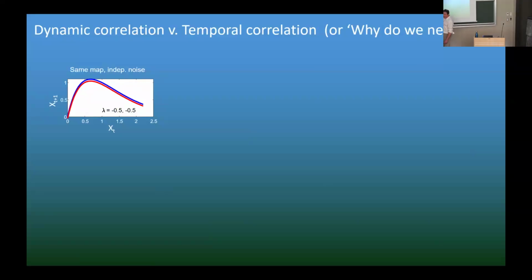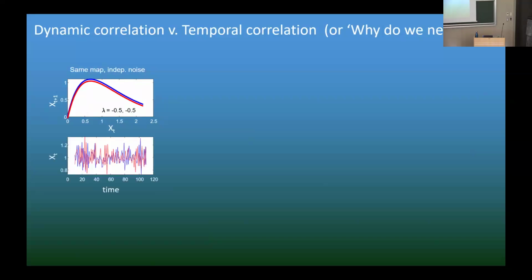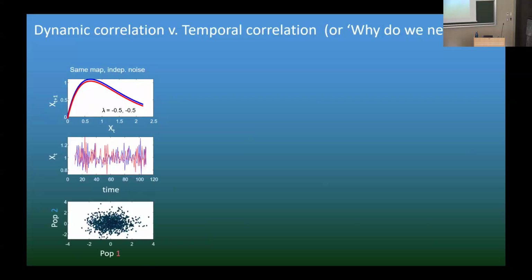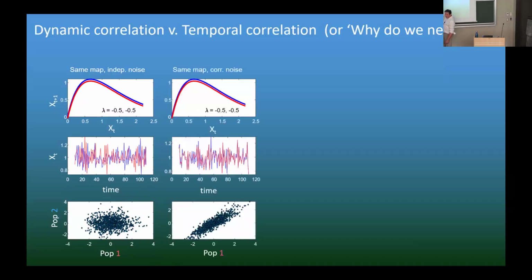Let's say we have the same map, two locations that have exactly the same model, right? And we force them with independent noise. The time series that we generate look like this. And then we plot the abundance of population 1 against the abundance of population 2. If instead I force them with correlated noise, then I end up with correlated time series for population 1 and 2. These are the sort of intuitive cases that we all think about. But that's not the only thing that can happen.